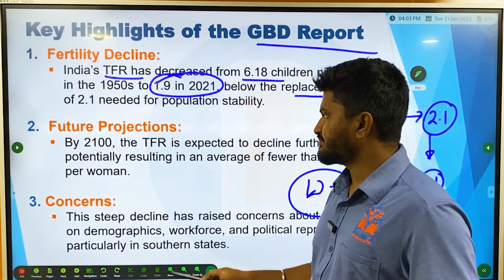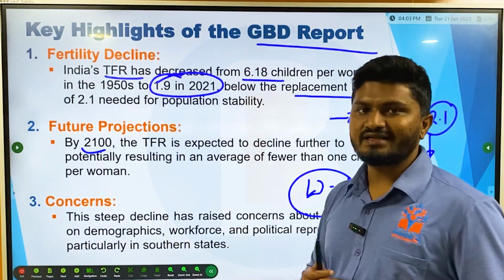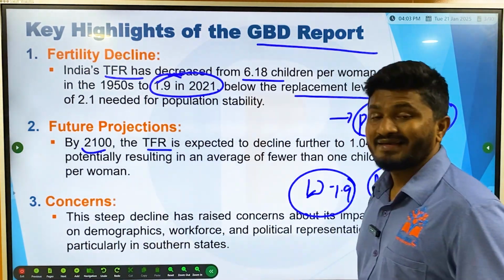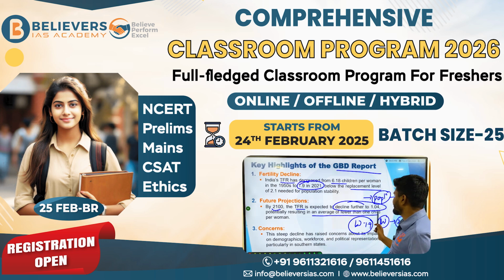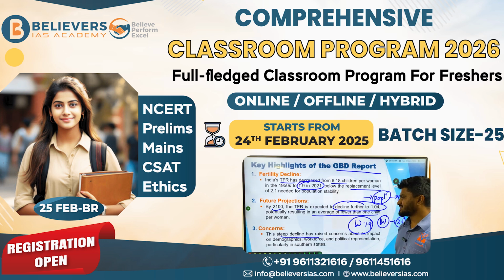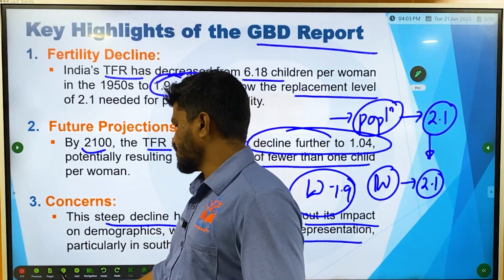According to these projections, if the same level of fertility is maintained, then the total fertility rate is expected to decline further to 1.04, potentially resulting in an average of fewer than one child per woman. So that is the issue. The concern here is that this steep decline has raised concerns about its impact on demographics, workforce, and political representation, particularly in the southern states.